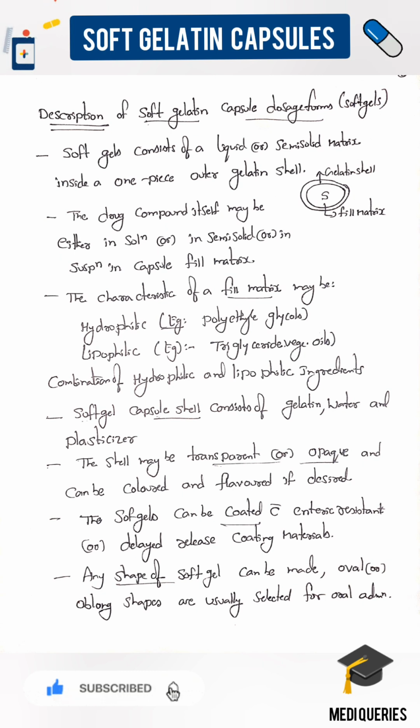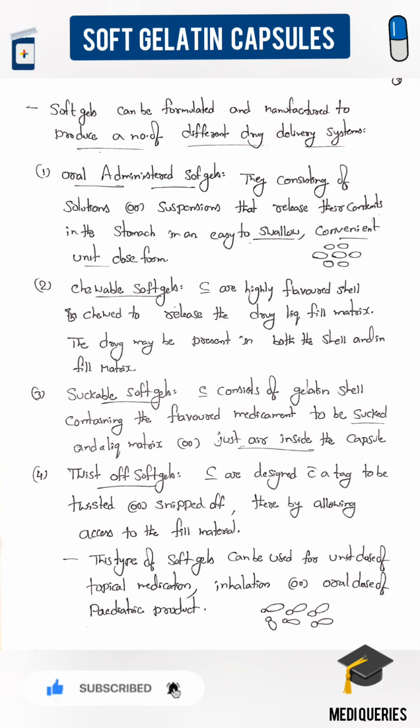And coming to the soft gel capsule shell, which mainly consists of gelatin, water and plasticizers. By using these three ingredients, we will prepare a shell. The shell may be transparent or opaque and can be colored and flavored if desired. The soft gels can be coated with enteric resistant or delayed release coating materials. Coming to the shape, any shape of the soft gel can be made. Oval or oblong shapes are usually selected for oral administration. These soft gels can be formulated and manufactured to produce a number of different drug delivery systems.